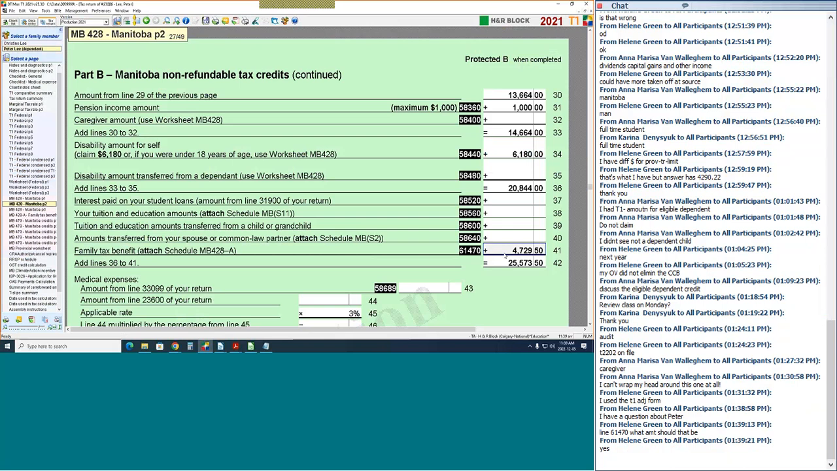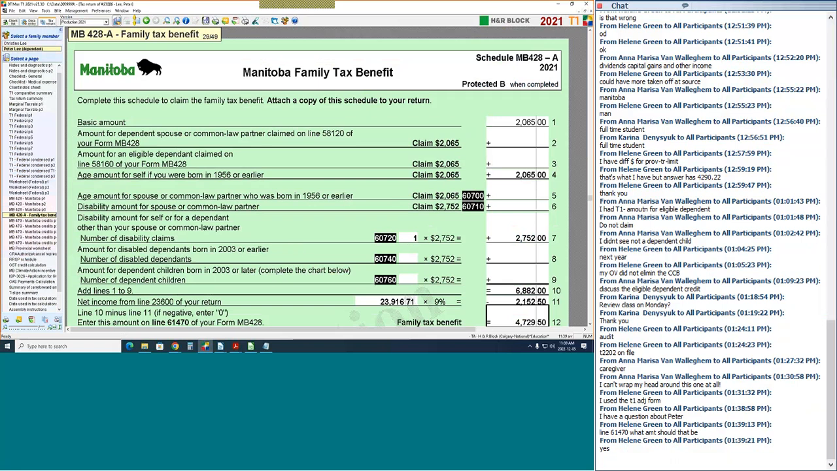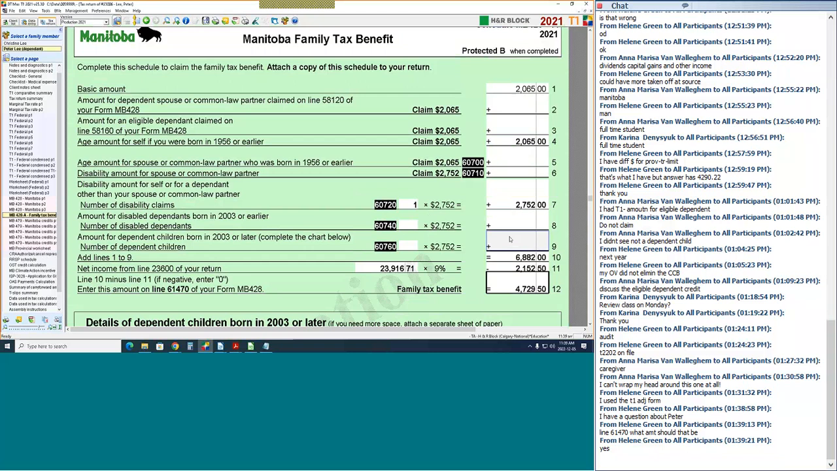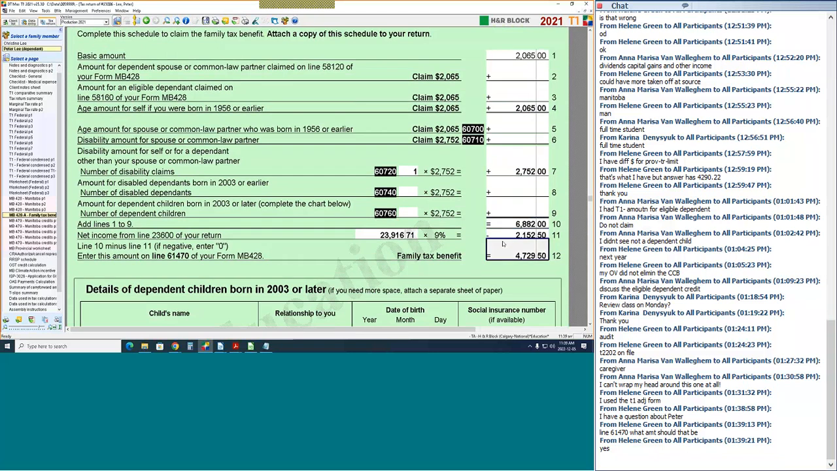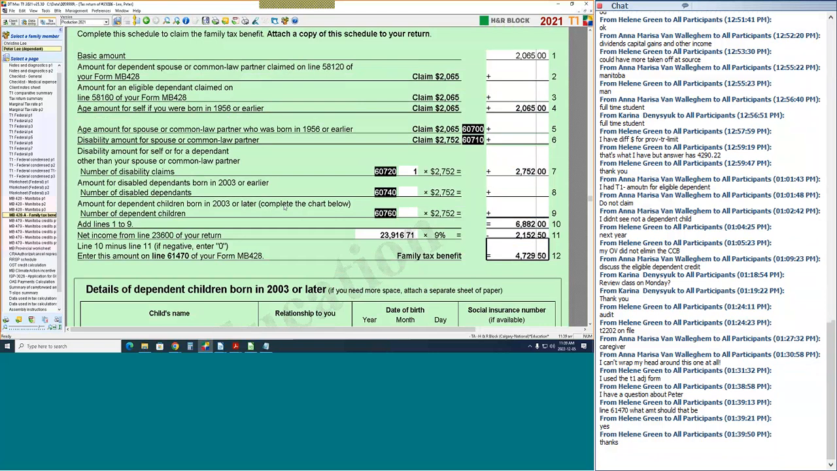Family tax benefit for Peter should be $4,729.50. Where I got that from, he is entitled to the basic amount for himself, the age amount for himself, the disability amount for himself, as reduced by 9% of his income. So if you got his income right and you had the disability in there and his age, you should get the right number. Good. All right.